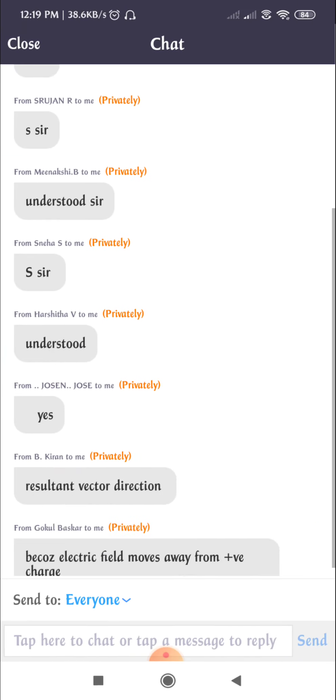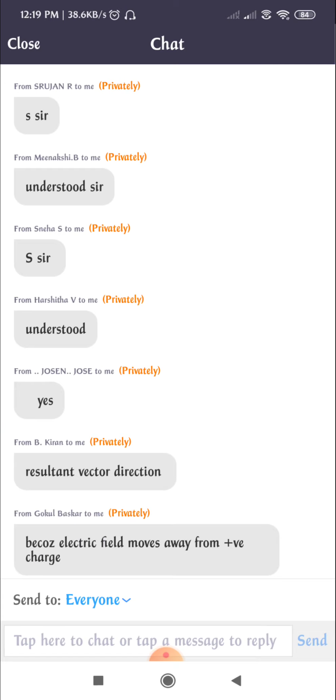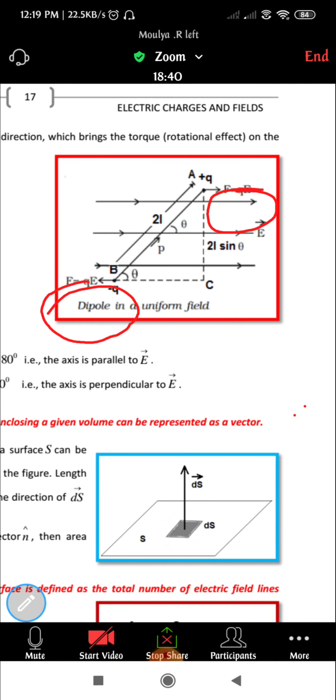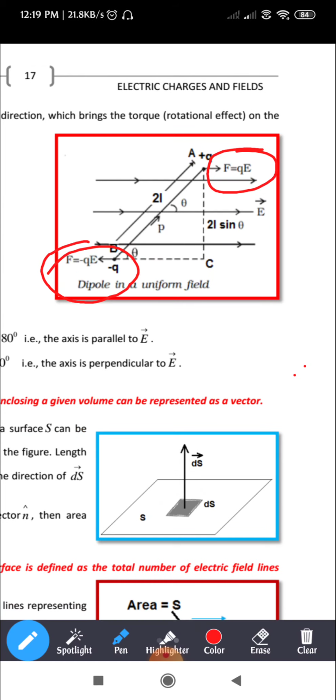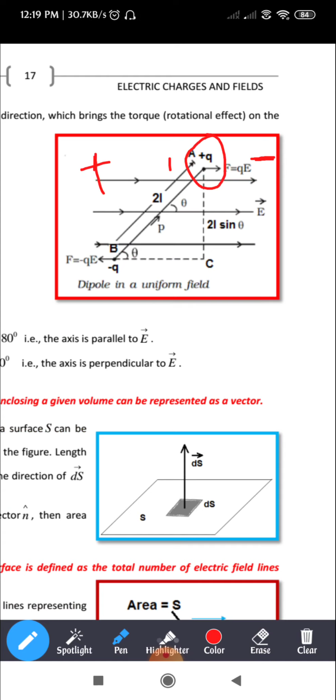Because the electric field moves away from the positive charge. Okay. In other words, you can say that the direction of the electric field is always from positive to negative, right? So since this is a positive charge, it experiences a force of repulsion, so it moves towards the right. And since this is a negative charge, it experiences a force of attraction towards the positive. So the negative charge experiences force towards the left, and the positive charge towards the right. Okay, that is the meaning. So this is regarding the explanation of the figure.